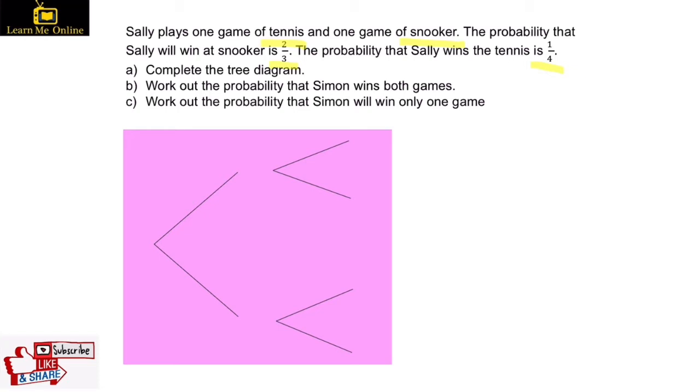Now, the first thing is you're going to write down the games here. So the first game is tennis, so I'm going to write it down here. The next game is snooker, which is here. Now, for her to win is this probability. Not win, I'm taking as W dash. Again, this is a win. This is not win. This is a win and this is not win.